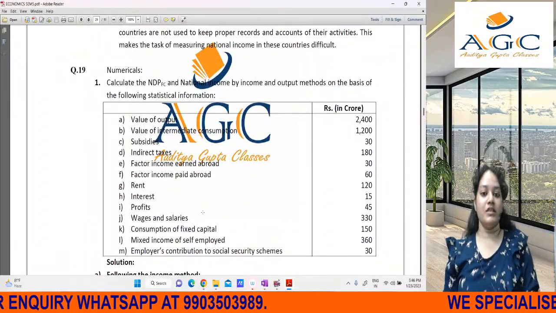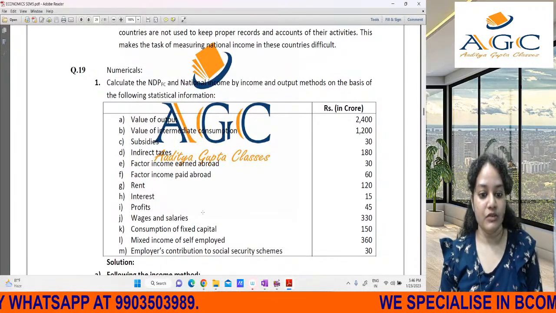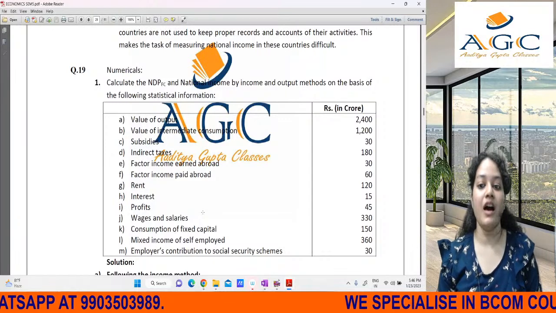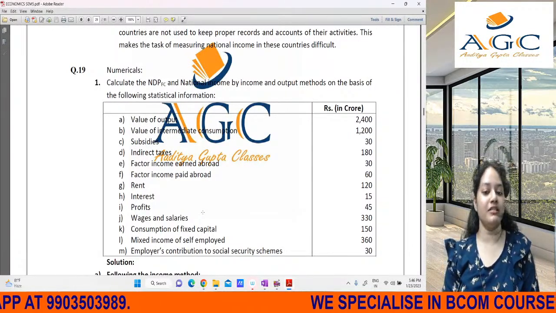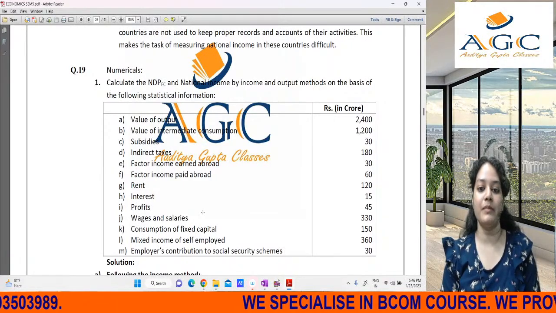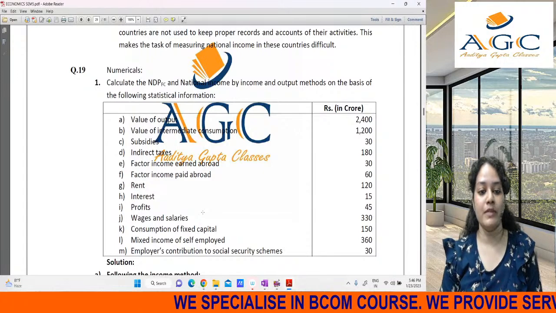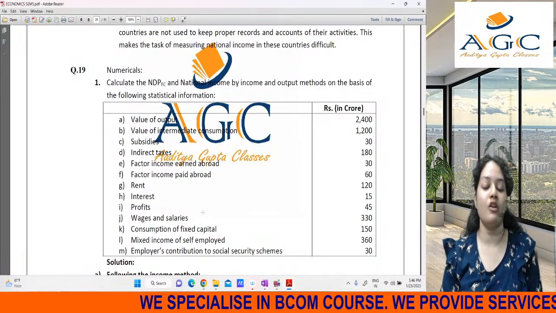Okay. So this is the first sum that we will be doing. Here there are some values that are for income method and output method, as in your value added method. Your value added method might also be called, like in your paper, if value added method is not given directly, it might be called output method or product method or net output method.